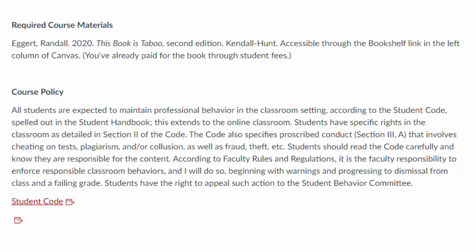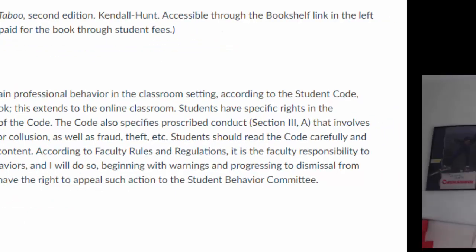Course policy, I want to go over this just a little bit. All students are expected to maintain professional behavior in the classroom setting. This is especially important with an online course. I think you're all aware now that people aren't as polite as they would be in person when they're operating online. There's this feeling of anonymity that licenses people to behave poorly. So be careful about that. Think about things before you post them. Think about whether you would say this to somebody's face or not. And then on top of that, remember, we're studying taboo words, which are already fraught. And so you want to be conscious of other people's feelings in this class.